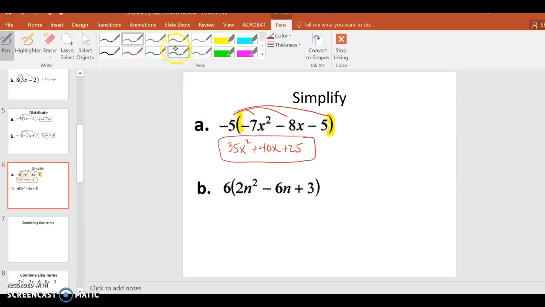Okay? Then finally, 6 times 2n squared is going to give you 12n squared. 6 times negative 6n would give you minus 36n. And then 6 times 3 is 18. So keeping track of the signs, we've got to make sure that when we multiply and get a negative, we subtract. And when we multiply and get a positive, we add.